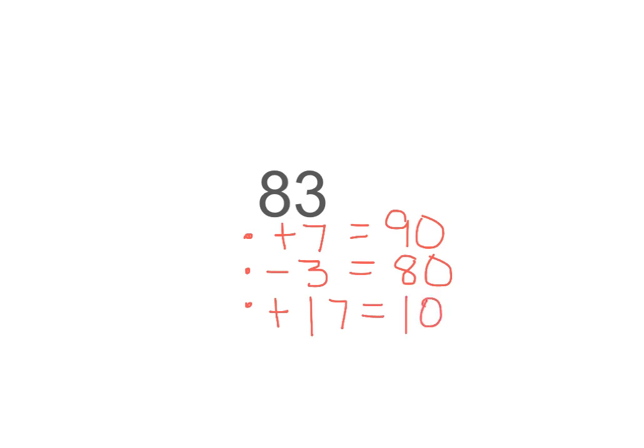All right, did you add 7 to get to 90? And did you subtract 3 to get back to 80? And did you add the partner to 83, which needs a 7 to get to 90, and then a 10? So 83 plus 17 equals 100. All 3 of these numbers here are easier to add than 83 is.